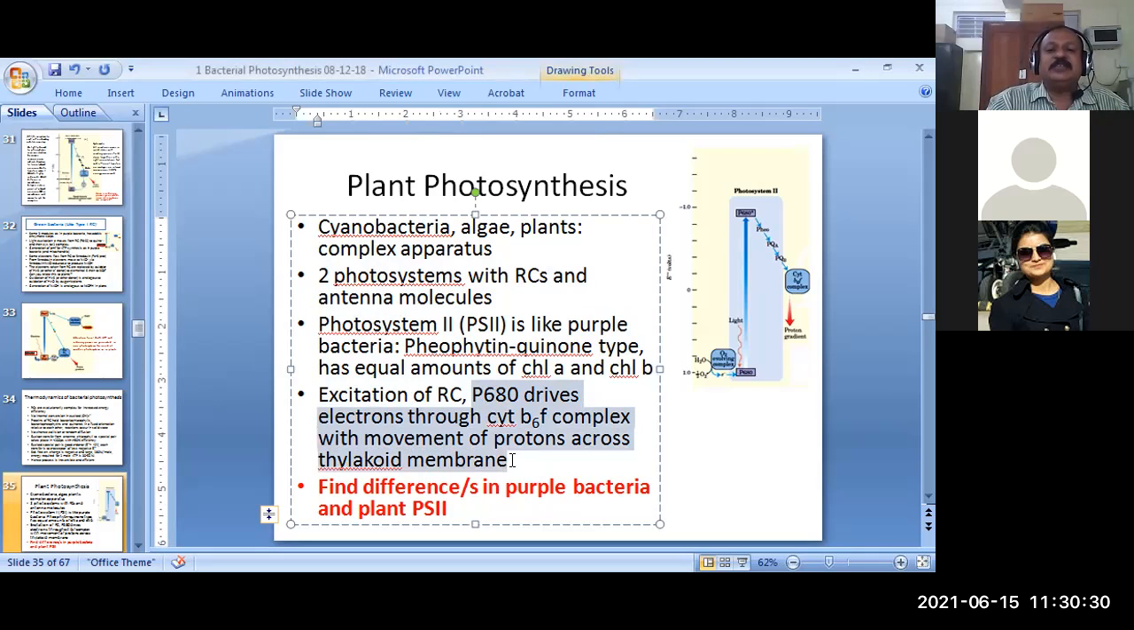P680 is the reaction center molecule for photosystem 2. And this one will drive the electrons when it gets excited because of the sunlight. The electron will be transferred to cytochrome b6f. Remember this complex b6f. In the case of bacteria, it was bc1. So that is a difference, although the function is the same, there are some structural differences.